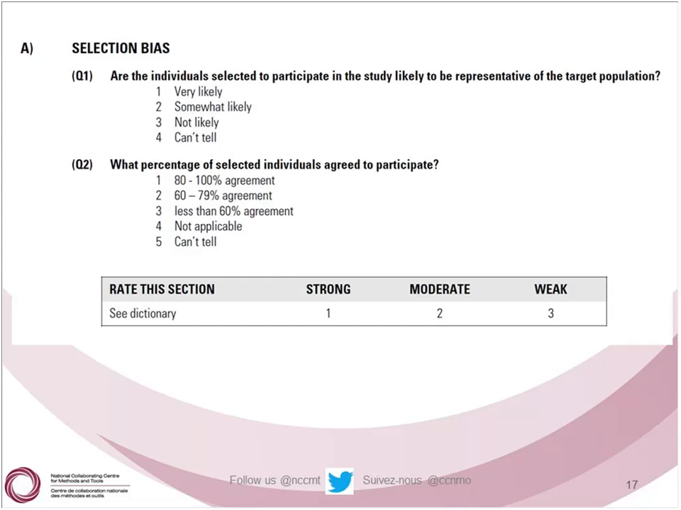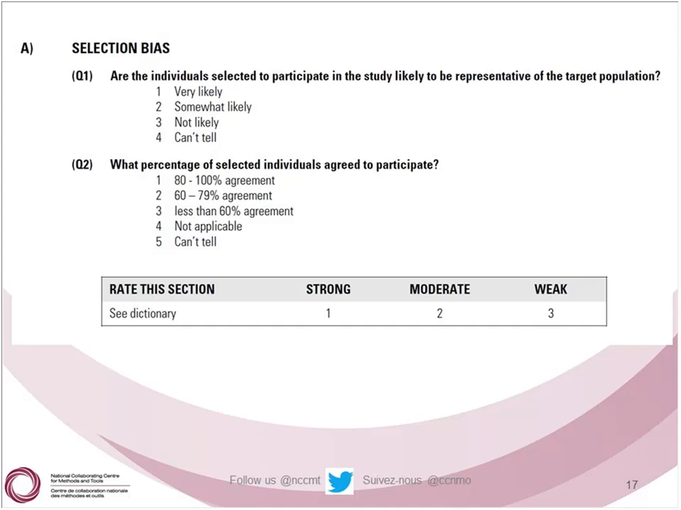And so we're asked here to consider the ways in which the researchers have gone about soliciting participation in the study and how people are selected. Are they very likely, somewhat likely, not likely, or can't tell to represent the larger population? So we're asked to provide an assessment on that.